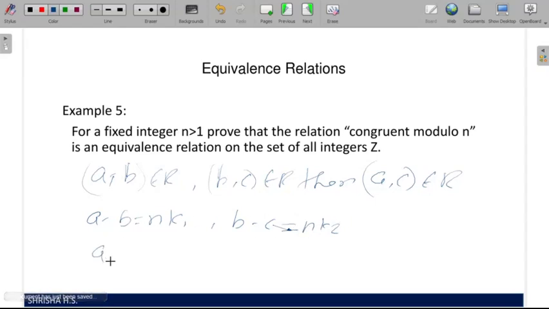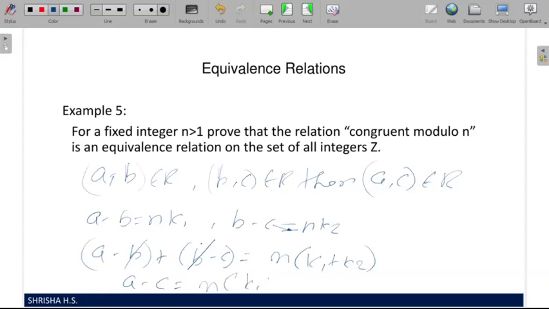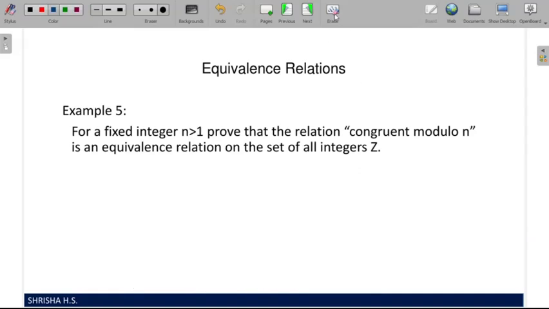So add both: a minus b plus b minus c equals n into, I will straight away write in the bracket, k1 plus k2. So a minus c is also a multiple of n. Therefore (a, c) also belongs to the relation, therefore it is transitive. As the relation R is reflexive, transitive and also symmetric, R is an equivalence relation.